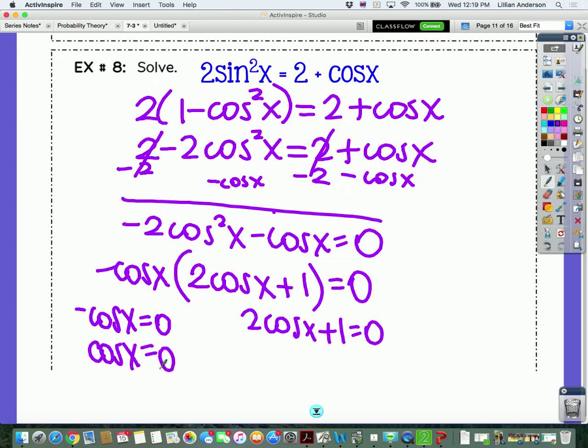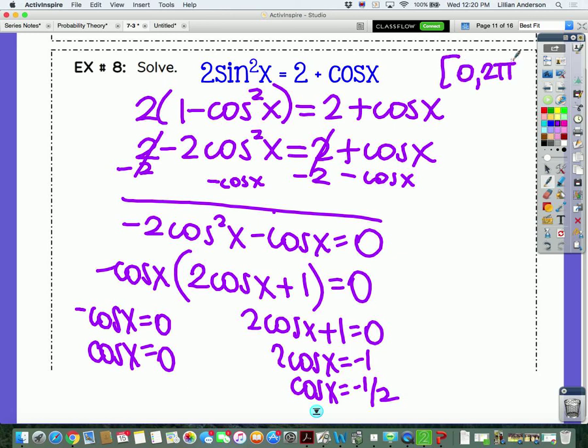So you have cosine x equals 0, and then cosine x equals a negative 1/2. Couldn't you say, since there's a negative cosine, wouldn't it be -1 cosine x? Okay, yeah, that's what it would be. Add this in. We're going to only do the solutions between 0 and 2 pi.